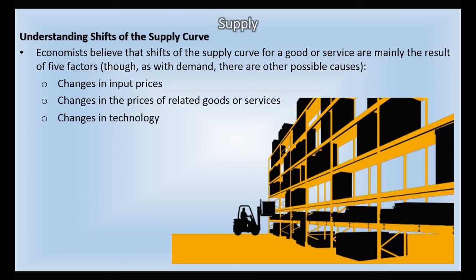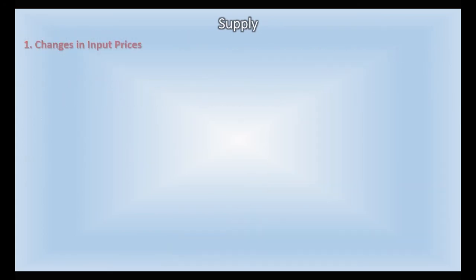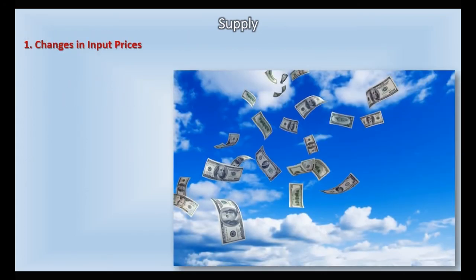Changes in technology, your ability to produce. If you're producing by hand versus using a machine, you're going to produce more with a machine, so that's going to lower your cost and increase your supply. Changes in expectations, what you expect to happen to prices in your market in the future. Changes in the number of producers, how many producers are on the market.